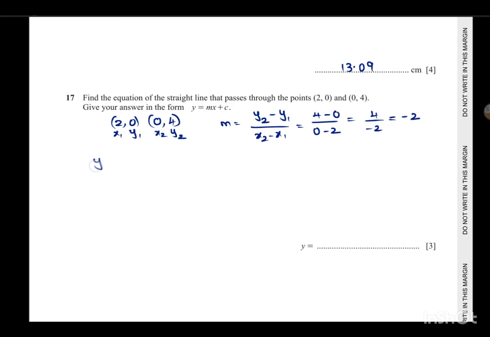Now what is the y-intercept? Y-intercept will be where the line is cutting the y-axis. So you know the y coordinate of the point (0, 4) is 4. So y-intercept is 4. Therefore c is 4. Substitute now. y is equal to minus 2x plus 4. This is the answer.